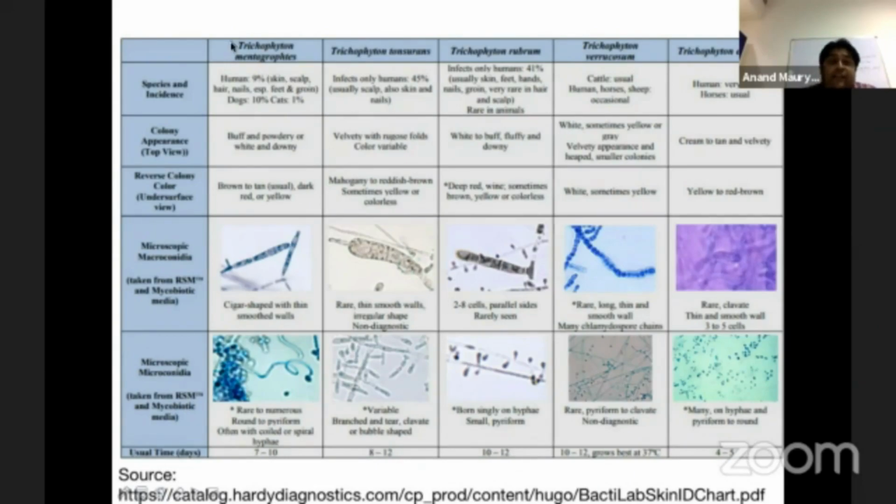In the case of mentagrophytes, you can see there is a cigar shape. Some of the dermatophytes have identical morphological characters, so on the basis of the cigar shape you can easily identify them. This is Trichophyton mentagrophytes, and sometimes you can see the arrangement, a spiral shape of the hyphae. And it will take 7 to 10 days. So these are very helpful in the identification of the dermatophyte.